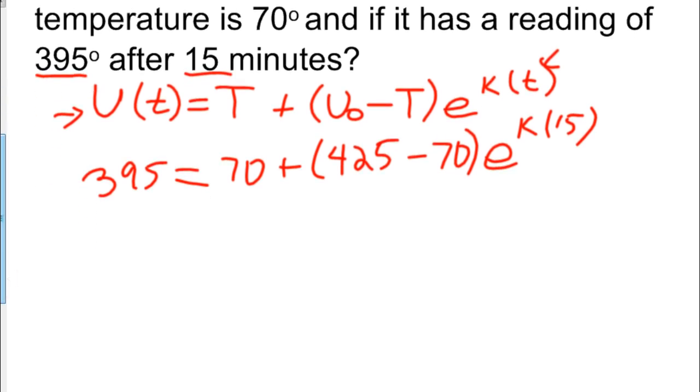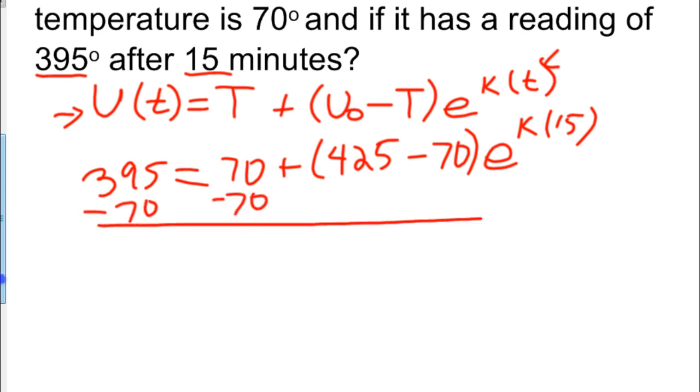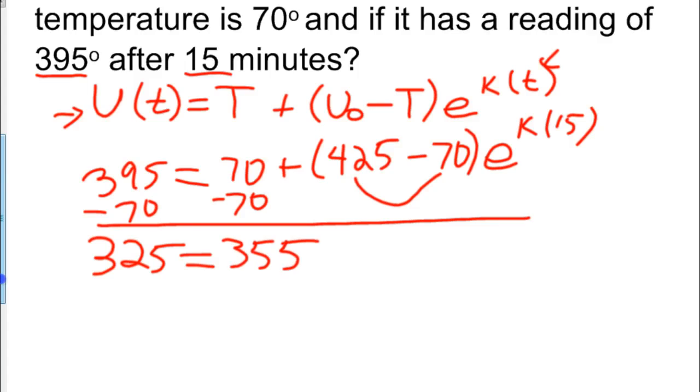Subtract the 70 across. You guys want to subtract the 70? Okay, I'm fine with that. So let's subtract the 70 across. When we do this, we get 395 minus 70 is 325. And you have to do it inside the parentheses too. Couldn't I subtract these two right here and get 355? Thank you. So 355. So I'm at 355 e to the 15K.